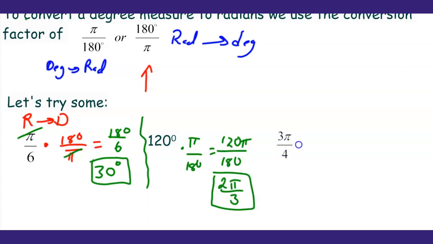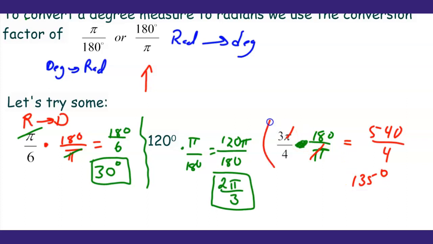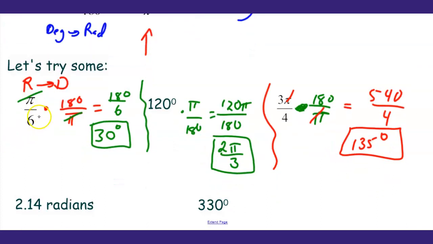Here you go, you've got 3 pi over 4, convert that. Remember, we're going to multiply by 180 over pi because we want to eliminate the pi. The pi's cancel out, so I have 3 times 180 over 4, and then just reduce that. That's going to be 135 degrees. Just practice. That's all you have to do.